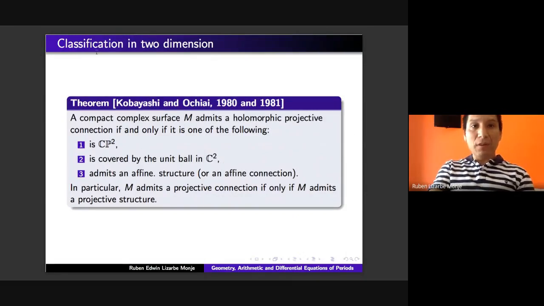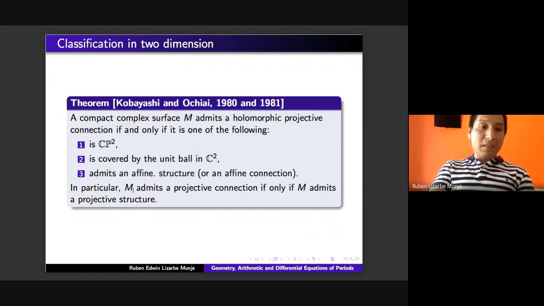Because of the classification in dimension 2, Kobayashi and Ochiai in 1980 and 1981 show that the classification has three possibilities: CP2, covered by the unique ball in C2, or admits an affine structure. In these three possibilities, we conclude that M admits a projective connection if and only if M admits a projective structure.